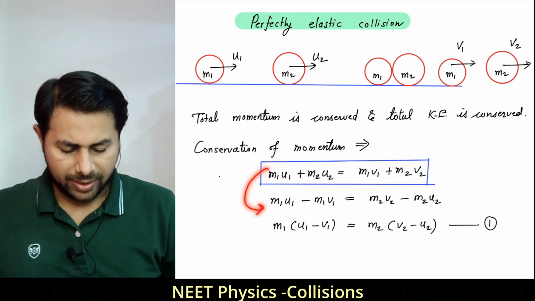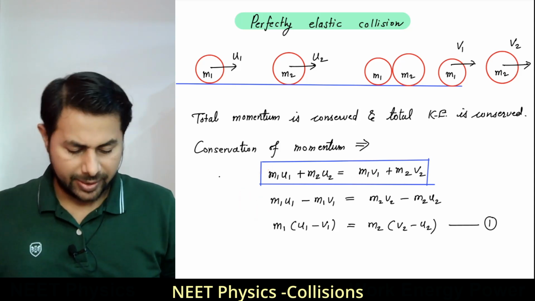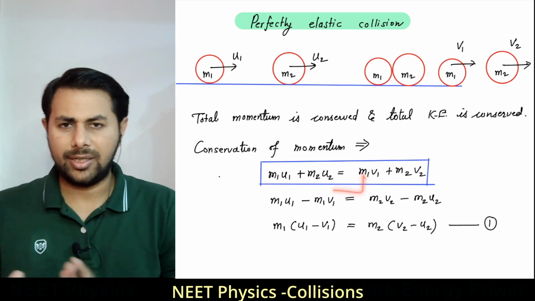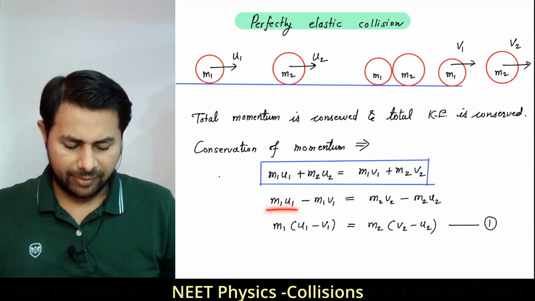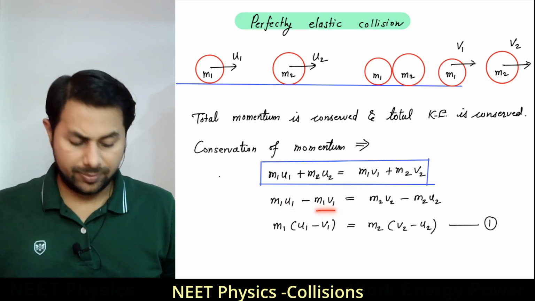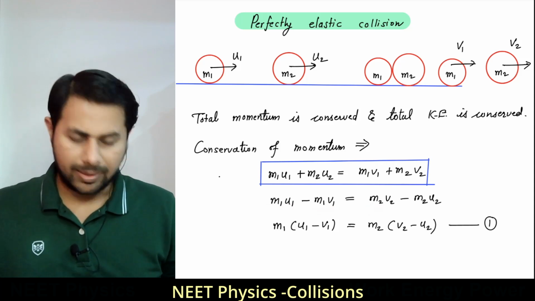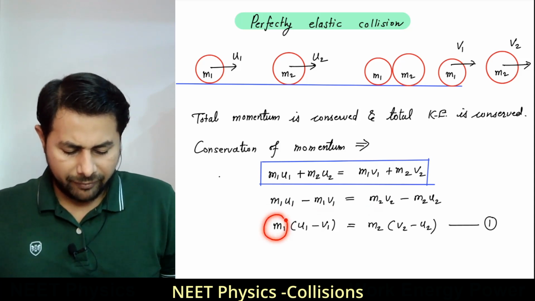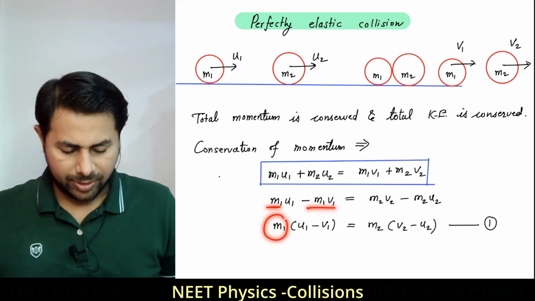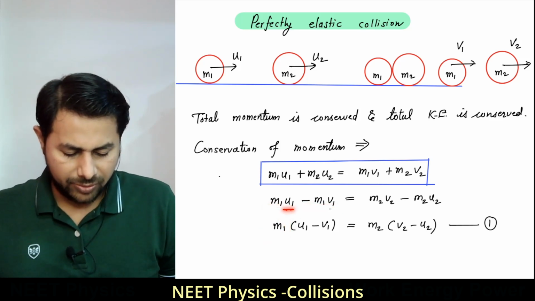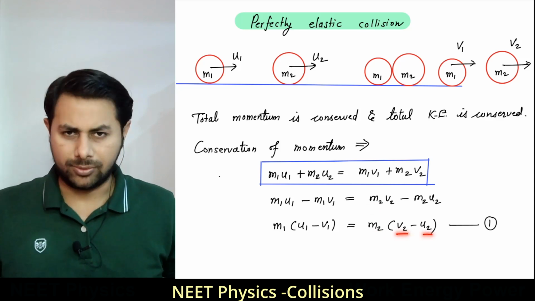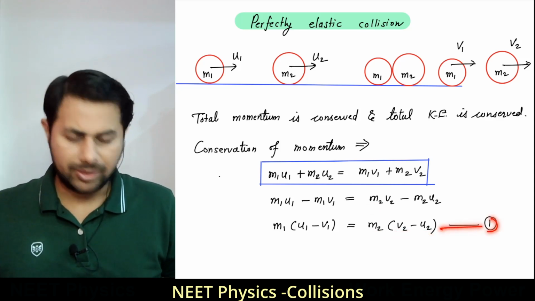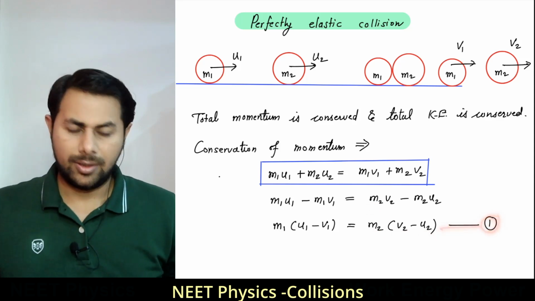And then from there what we can say is that we can take terms containing m1 on one side, terms containing m2 on the other side. So you get m1 u1 minus m1 v1 is equal to m2 v2 minus m2 u2. Then you can take m1 common from these two, what remains is u1 minus v1. Similarly, if you take m2 common from here, what remains is v2 minus u2. So that is your equation 1, suppose.